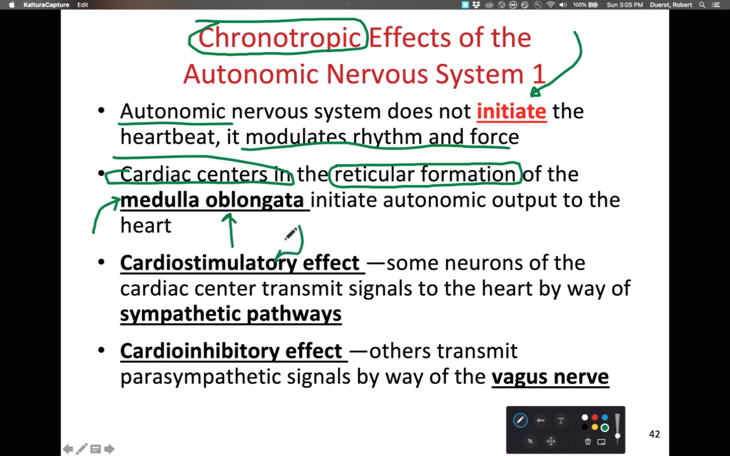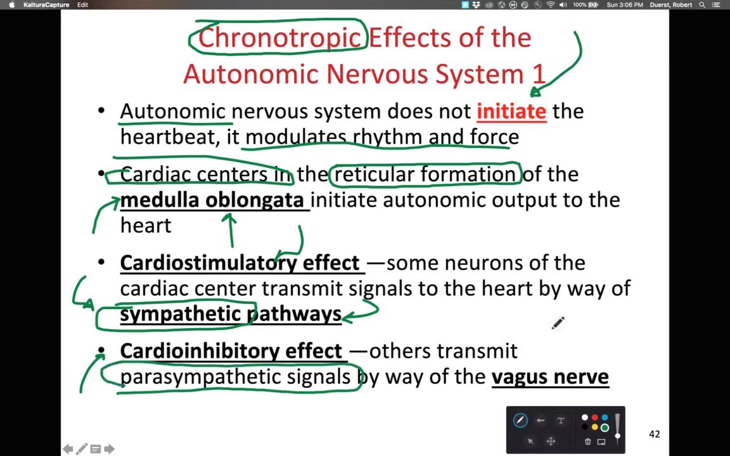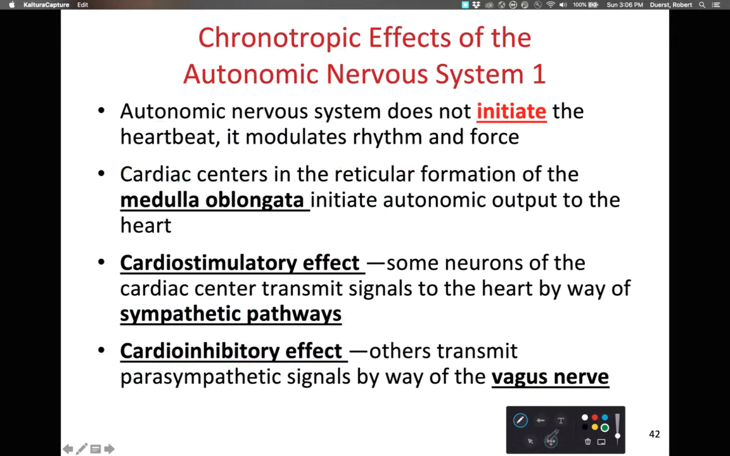If we have a cardiostimulatory effect in play, we'll have some neurons of the cardiac center send signals to the heart via sympathetic pathways. So remember, the sympathetic nervous system is responsible for our fight or flight response, and it's going to help to upregulate heart rate. We also have cardioinhibitory responses or effects, and those are transmitted via the parasympathetic nervous branches, typically through cranial nerve number 10, the vagus nerve.